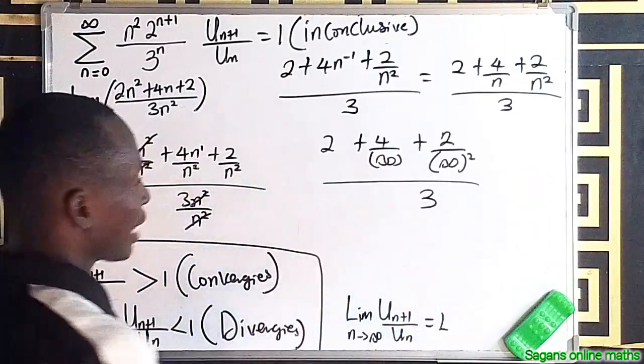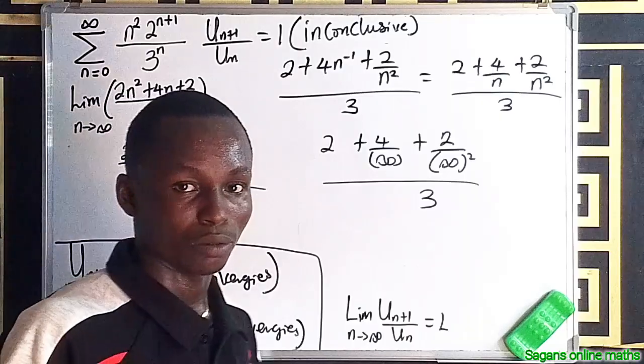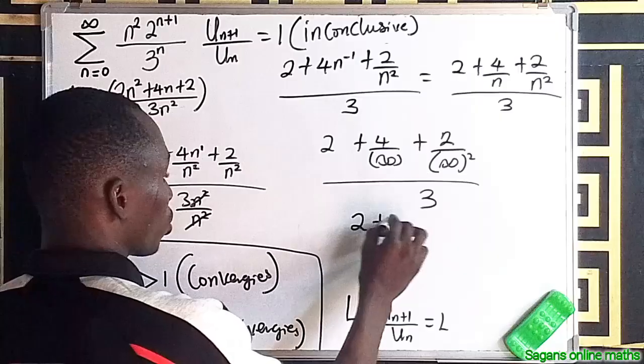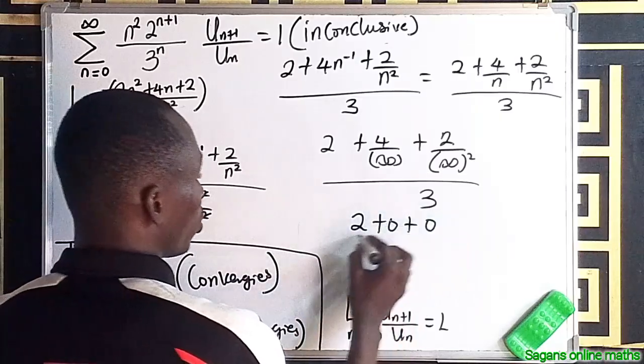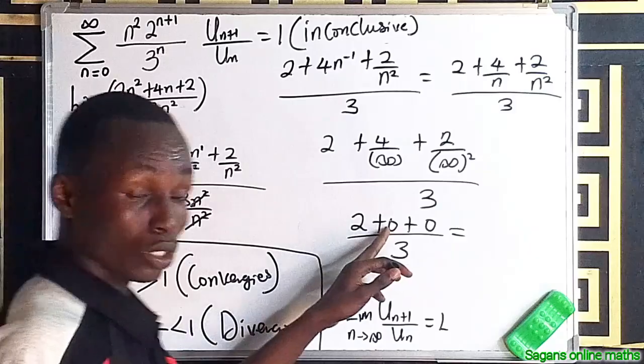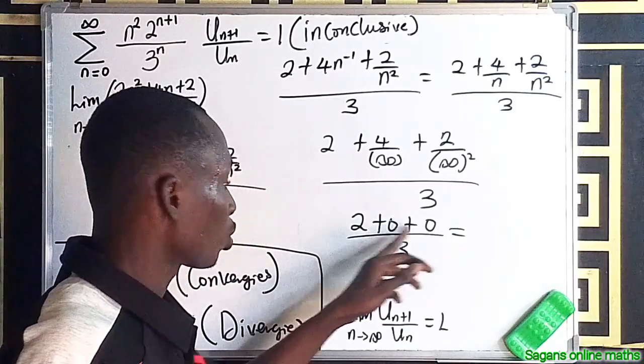So, remember that any number divided by infinity is 0. Any number divided by infinity is equal to 0. So, you know that this is 2 plus 0 plus 0, all divided by 3, equal to what? Now, 2 plus 0 is 2.